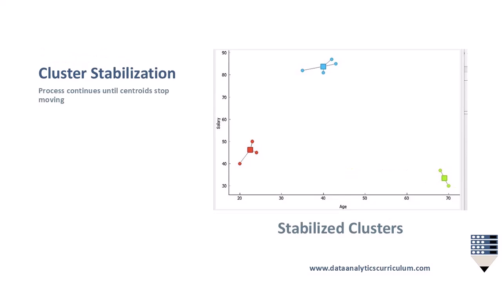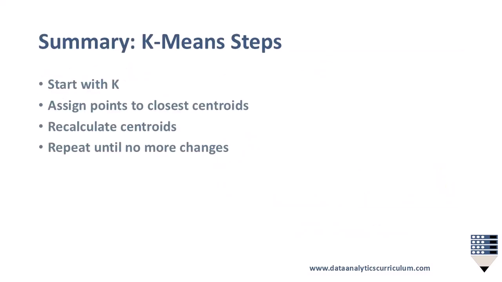Summary of k-means steps. To summarize, start by choosing k. Assign each point to its nearest centroid. Recalculate the centroids. And repeat until there are no more changes in cluster assignment. At that point, the clusters are finalized.